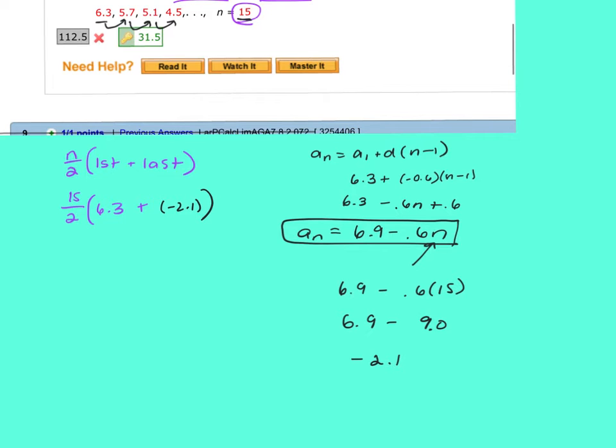I feel like my brain's not working. Did I do that right? 6.9 minus 0.6 times 15, yeah. And then 6.3 plus negative 2.1 is 4.2, and 7.5 times 4.2 is 31.5. So there are 3 pieces of information you need to know for the sum, and that is the number of terms, the first term, and the last term.